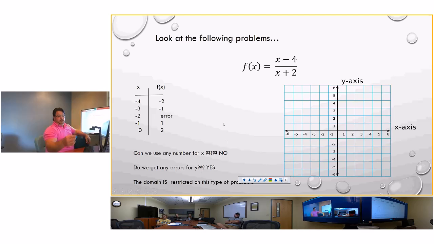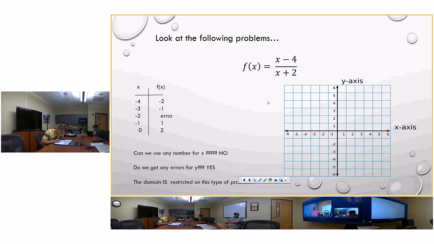Notice, in the first one we did, there wasn't the x squared plus 2x plus whatever. There's no restrictions. But as soon as I put a radical in the equation, and as soon as I put in a fraction, it was affected. Radicals and fractions affect the domain and the range. Write that down and highlight it so you can remember it.